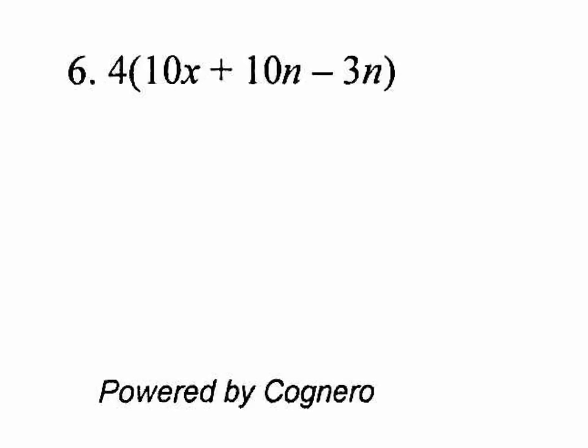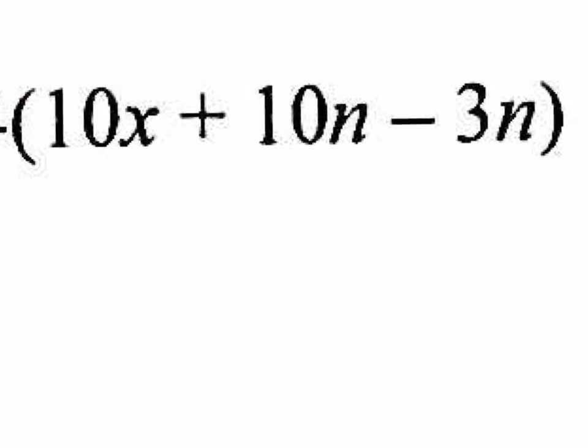So number 6, we have parentheses. And yeah, we're supposed to zoom in and see if there's anything to do in there. But inside the parentheses is a 10x, a 10n, and a negative 3n. So what's the only thing we could do in there? We could combine the n's, right? So let's combine the plus 10n with the minus 3n.